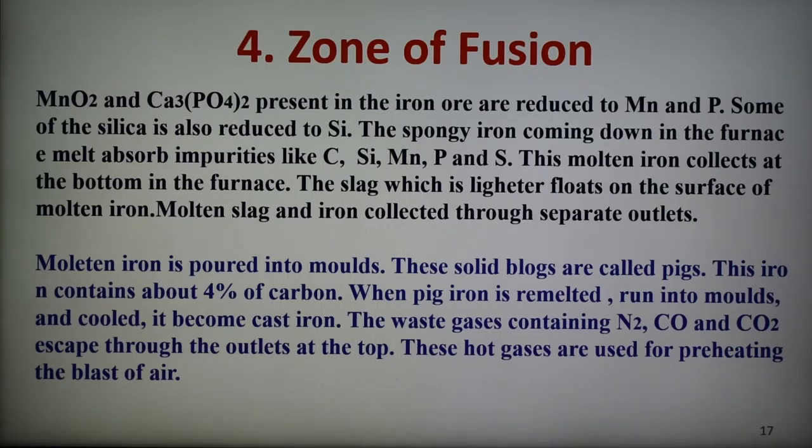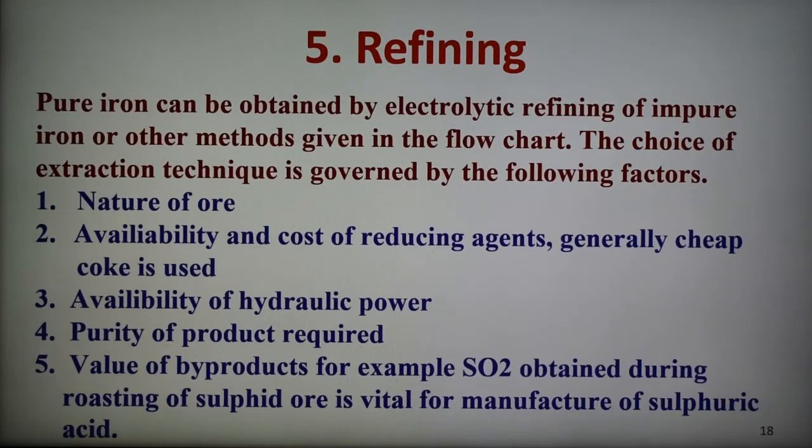Molten iron is now transferred into molds. These solid blocks are called pigs, and this iron contains about 4% carbon. When pig iron is remelted, run into a mold and cooled, it becomes cast iron. So first is the pig iron, and then the cast iron. The waste gases containing nitrogen, carbon monoxide and carbon dioxide escape through the outlet at the top. These hot gases are used for preheating the blast of air. So this is the fourth step, the zone of fusion. Here we heat, and impurities like carbon monoxide, CO2 gas and nitrogen gas are evolved.